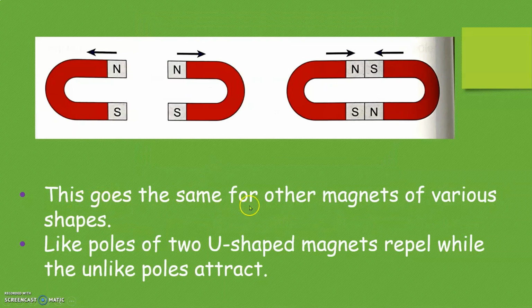This goes the same for other magnets of various shapes. Like poles of two U-shaped magnets repel, while the unlike poles attract.